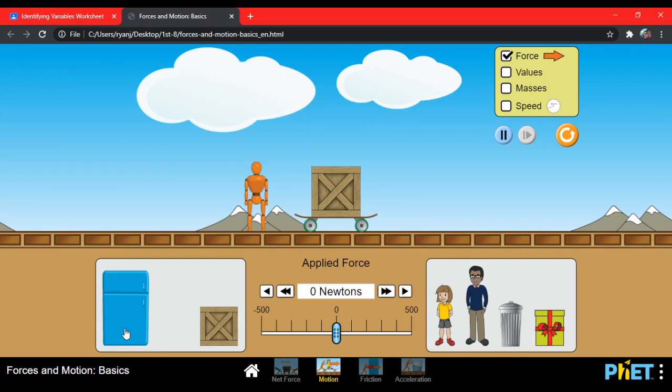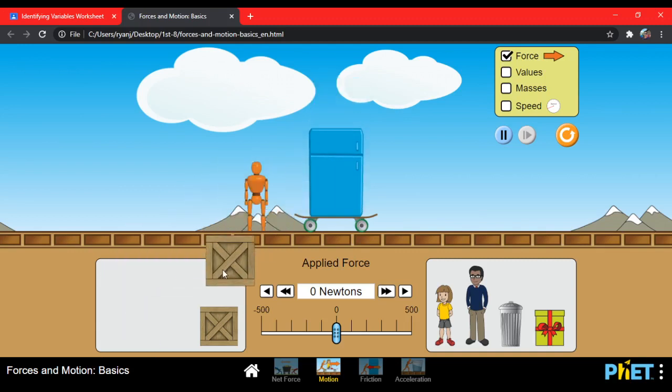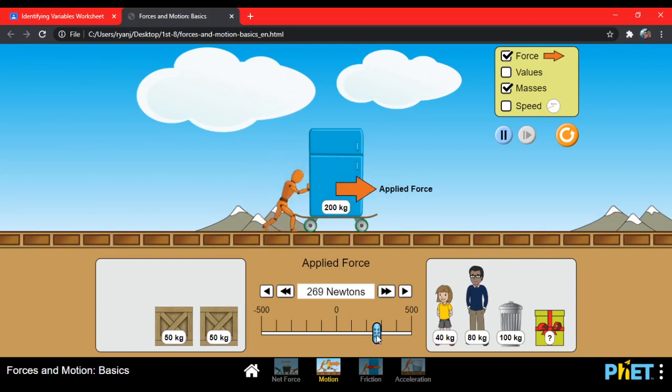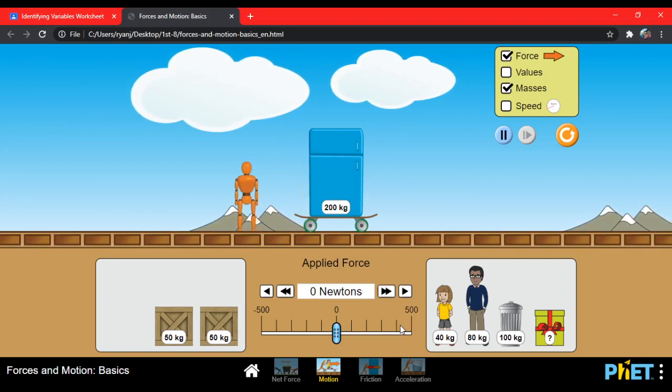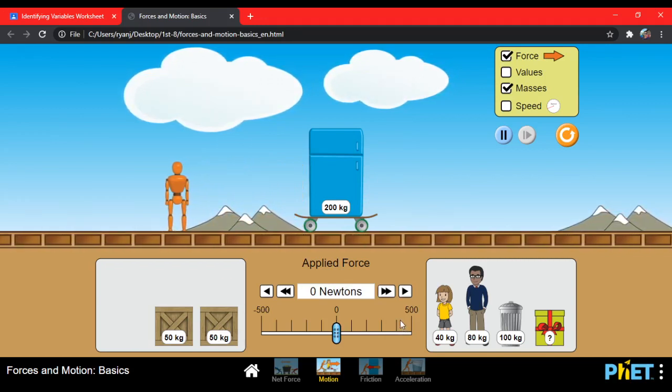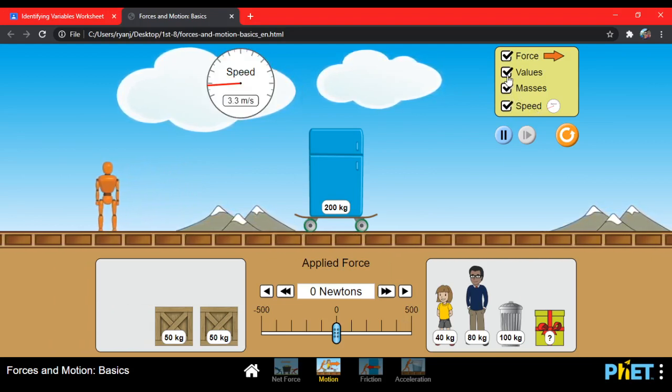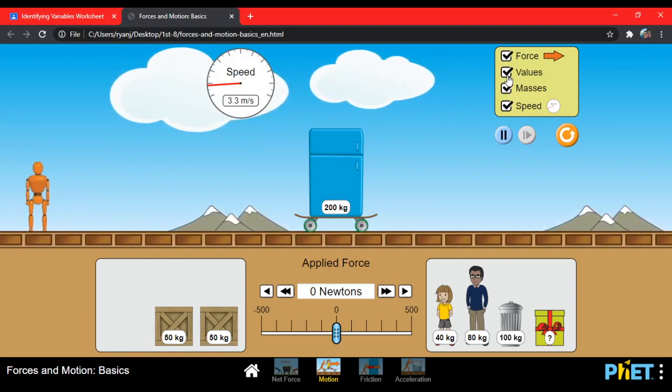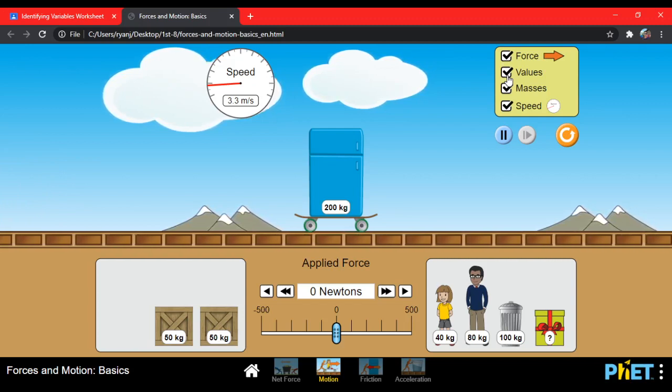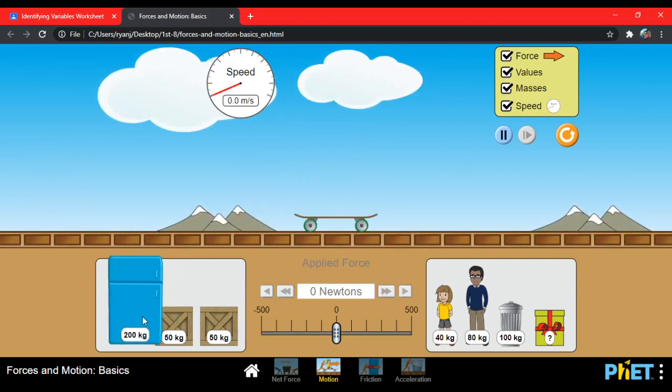Now let's replace the box with a more massive refrigerator, something like that. The refrigerator has a mass of 200 kilograms, and what will be its speed? Now, if we follow the law of acceleration by Newton, its speed should be somehow less, because it has a greater mass. Let's see if we apply the same amount of force as we did on the box earlier. So what is the speed? The speed is 3.3 meters per second. So upon applying the same force, we have 500 newtons.